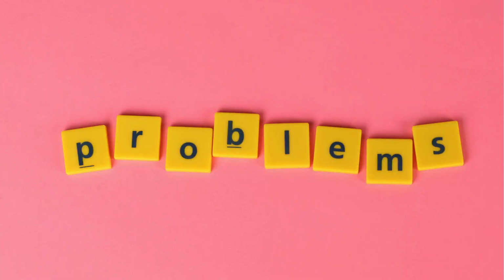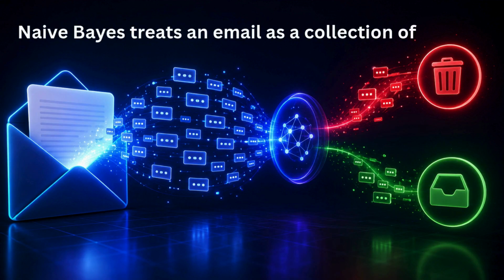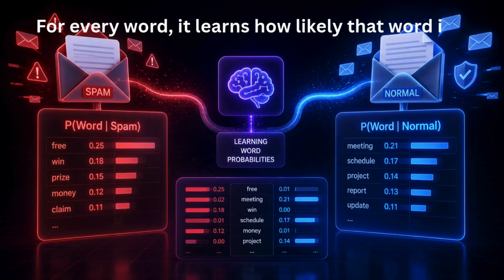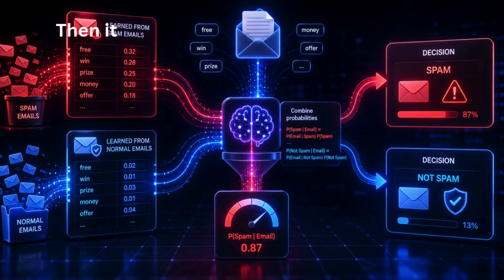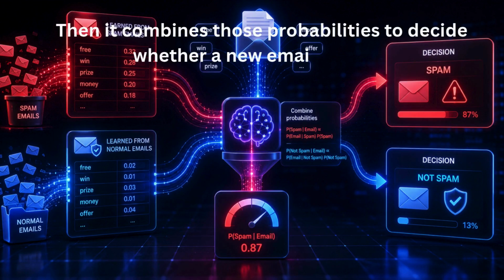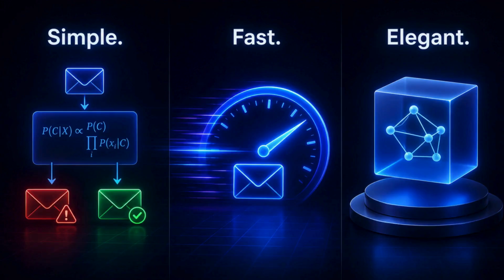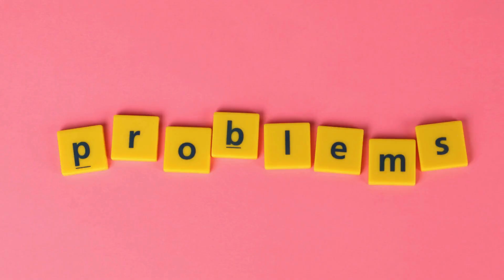Let's start with the problem. Naive Bayes treats an email as a collection of words. For every word, it learns how likely that word is to appear in spam emails and normal emails. Then it combines those probabilities to decide whether a new email is spam. Simple, fast, elegant. But there's a hidden problem.